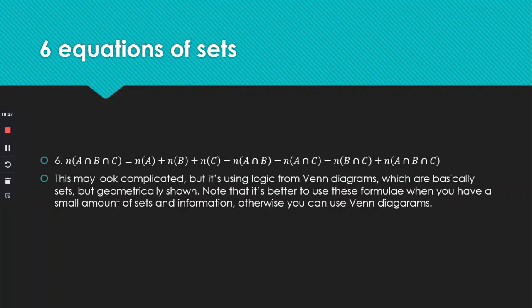Now, 6. This is what I was saying for the pattern. Here we have an intersection, and this may look complicated, but it's using logic from Venn diagrams, which are basically sets but geometrically shown. You might have heard of them before. So note that it's better to use these formulae when you have a small amount of sets and information. Otherwise, you can use Venn diagrams and you can instantly find the answer. So only when you have small amounts. Here, this is if you have 3 sets. Now, try and read this out.